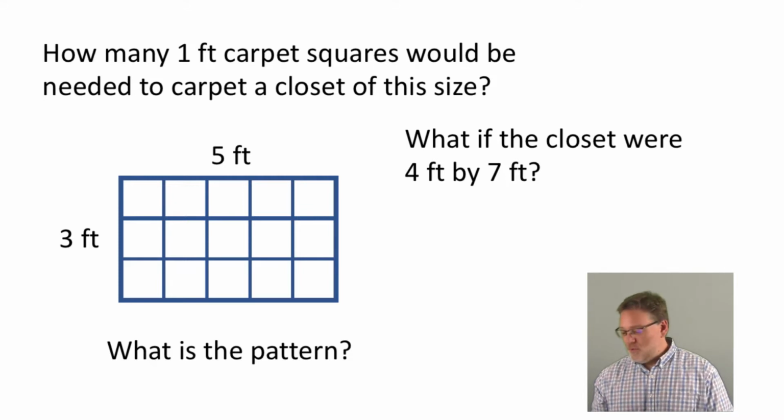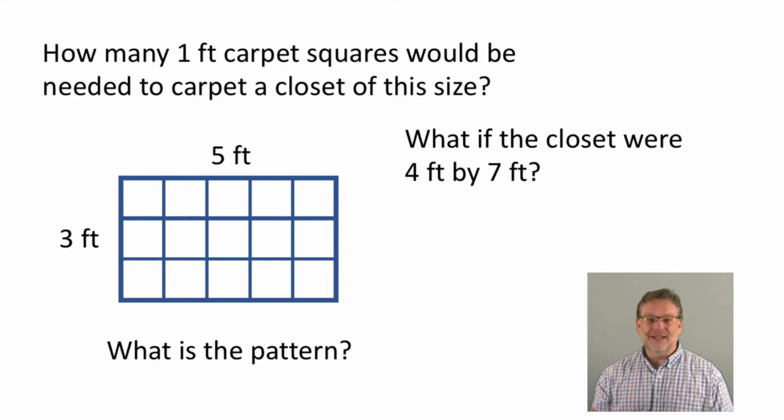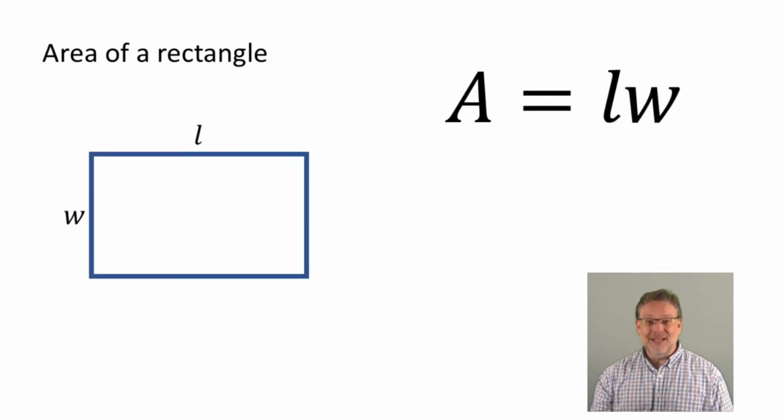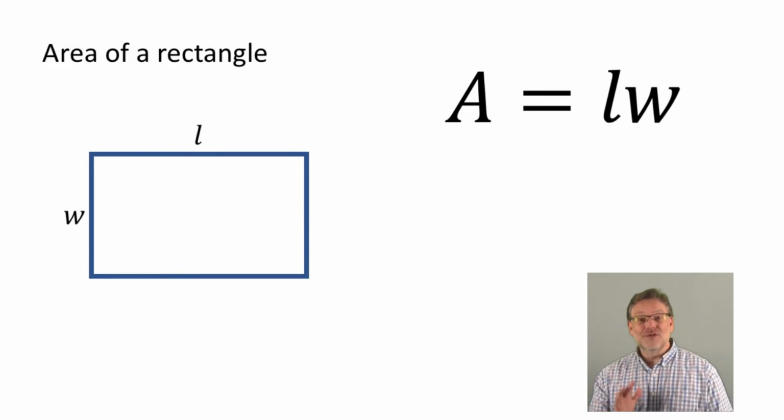What if the closet were 4 feet by 7 feet? Then how many squares would be necessary? What is the pattern here? And the answer, hopefully you can see, is that length times width gives us the area of a rectangle. Always, always, always. So again, we can describe this relationship using this formula. So you can see it there. There's also a place on your activity sheet to write that down.